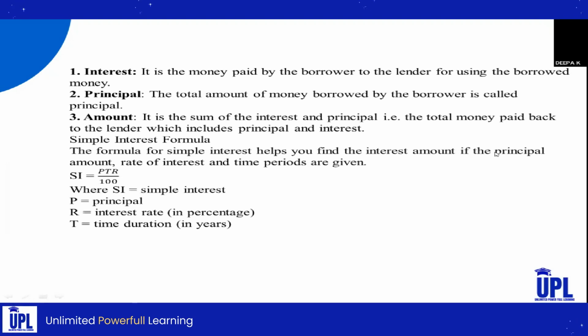Then what is the formula to find out the simple interest? Let us see. The formula for simple interest helps you find the interest amount if the principal amount, rate of interest, and time period are given. So these three words are very important in simple interest. The formula to find out the simple interest is equal to. So this is a very important formula.